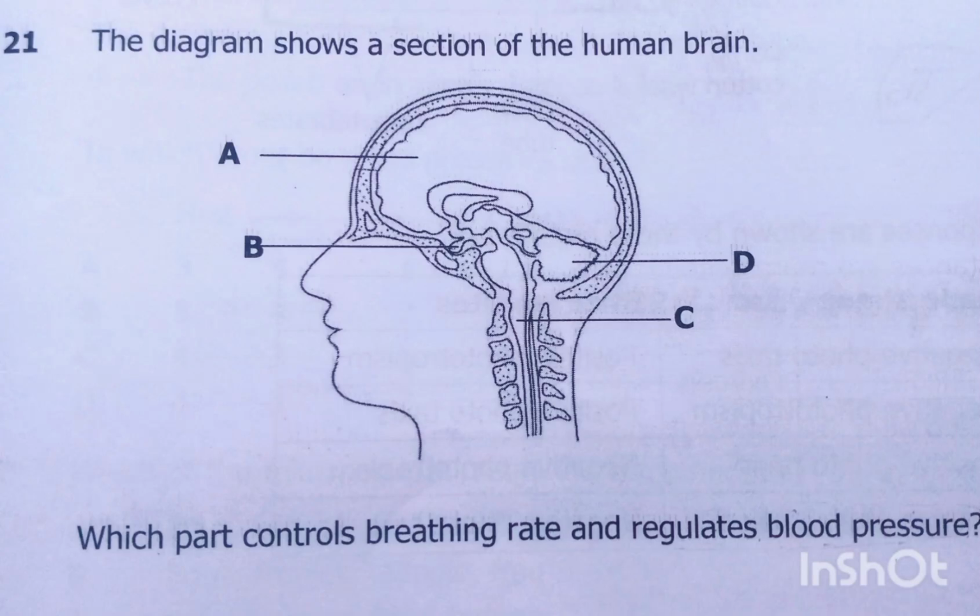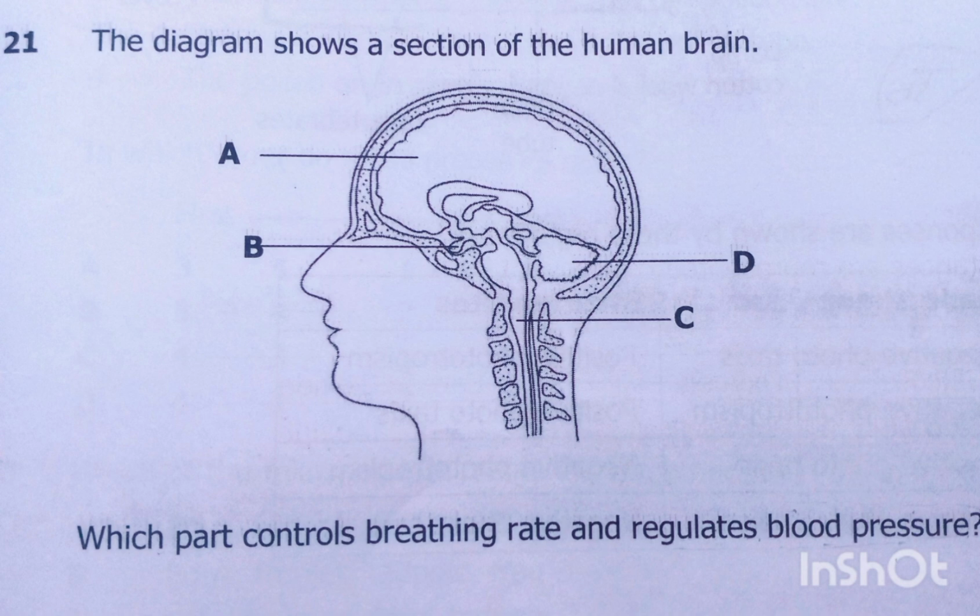Okay, so let's look at question number 21. It's saying the diagram shows a section of the human brain. Which part controls breathing rate and regulates blood pressure?